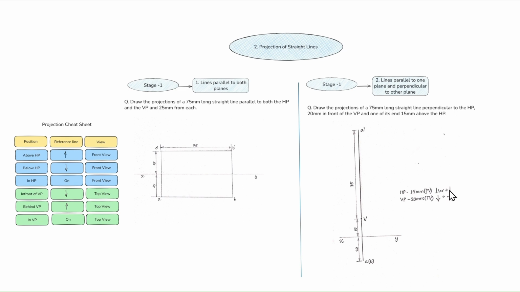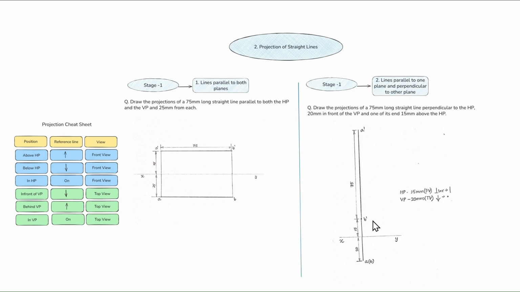Okay, straight line. And if they don't mention perpendicular, there is one perpendicular, one parallel, or nothing. Perpendicular means you will get a straight line. So see, here we have HP perpendicular. They have mentioned the distance as well: one of its ends 15 mm above HP. Here you have to use this trick. Above HP means above the reference line with a distance of 15 mm. There you will plot that point B.